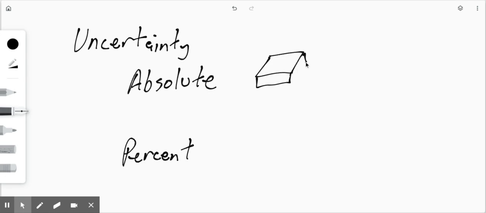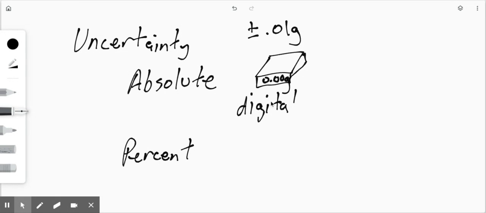So here's a scale, and when we turn it on, it says 0.00 grams. So I can know the absolute uncertainty of this scale by looking at the smallest increment that it measures, which would be here in the hundredths place. So this scale has an absolute uncertainty of plus or minus 0.01 grams. So for all digital equipment, it's very simple. You just turn the equipment on, you determine what's the very smallest value that it measures, and it's going to be plus or minus that value.